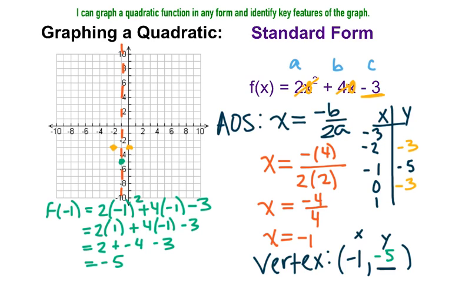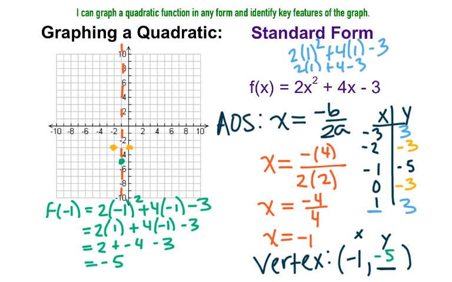I also want to get a few other points, so I'm just going to take this 1. I'm going to substitute that in for x. So I'm just going to do it right here above this. So we would do 2 times 1 squared plus 4 times 1 minus 3. 2 times 1 plus 4 minus 3, so we get 6 minus 3 is 3. Again, using symmetry, I know that when I substitute negative 3 in, I should also get a positive 3.